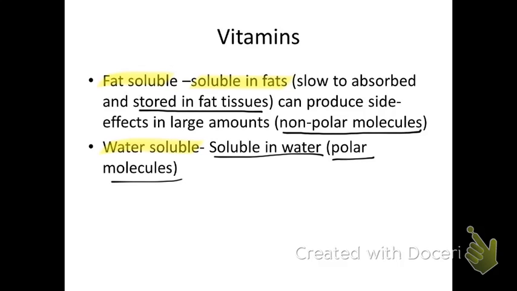And you need to be able to identify the difference between fat-soluble and water-soluble vitamins. When we look at some structures of vitamins, you need to be able to look at their structure and say, oh yeah, that's a fat-soluble vitamin, or oh yeah, that's a water-soluble vitamin, based on their polarity. Again, nonpolar vitamins are fat-soluble, and polar vitamins are water-soluble. Okay?